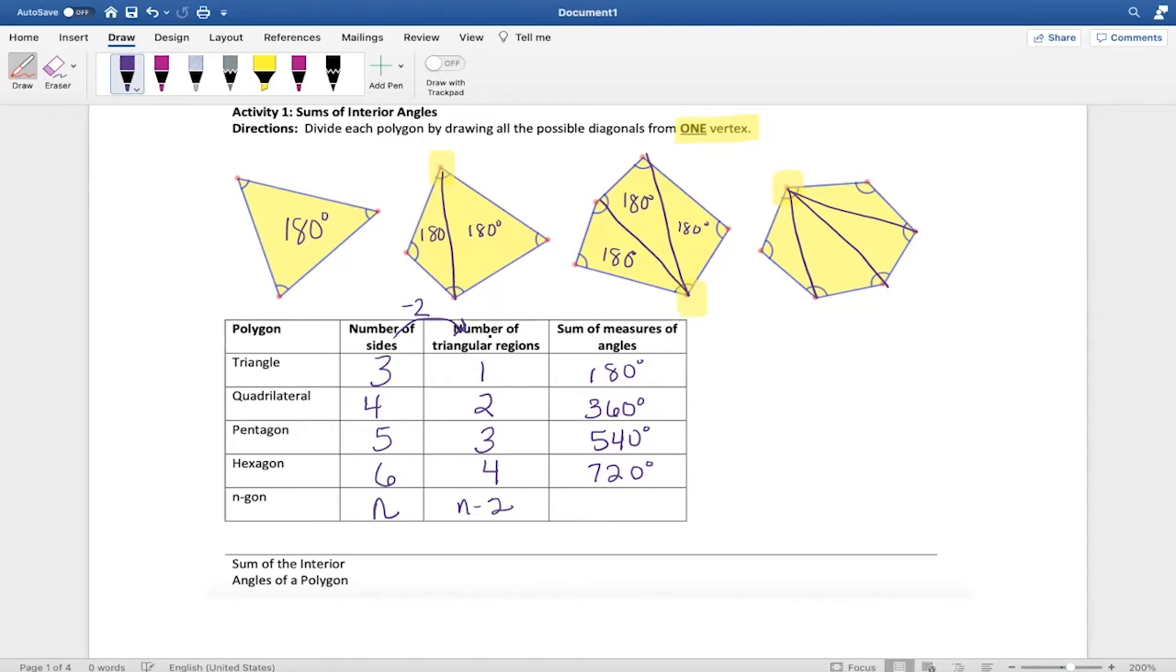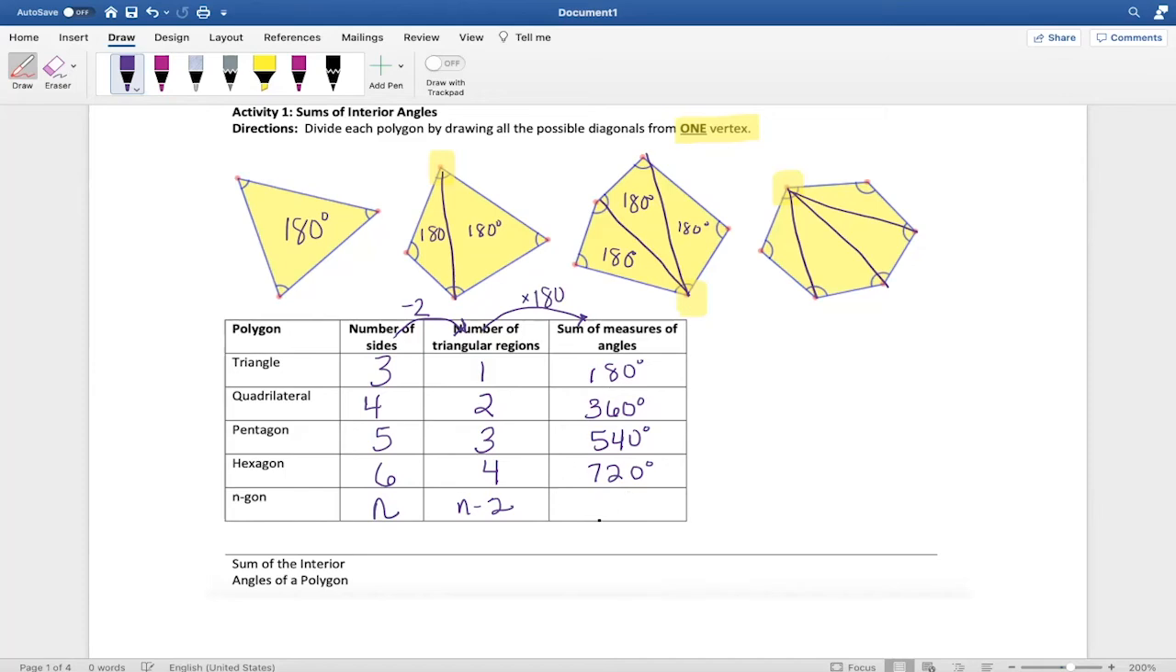All right, and then moving on to look at the pattern here. The number of regions, we were always just taking the number of regions, and I know I had to multiply that by 180. So like here, there were 4 regions. I did 180, 180, 180, 180. So 180 times 4. So we're multiplying the number of regions by 180.